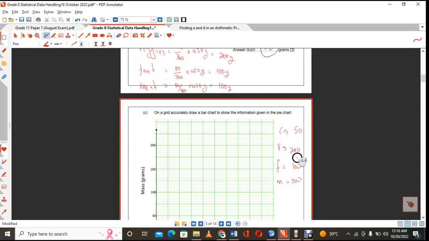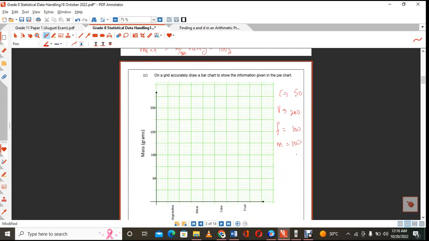Good. Now, we are going to draw accurately. That means you're going to take your ruler and you're going to draw. So let's find vegetables. Vegetables was all the way up to 200. So veggies will go all the way up to 200 over there.